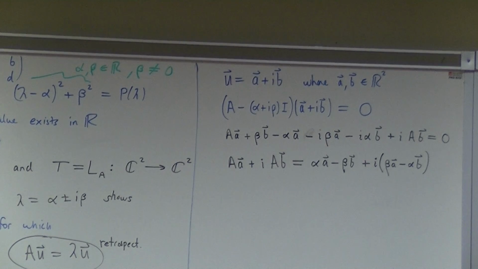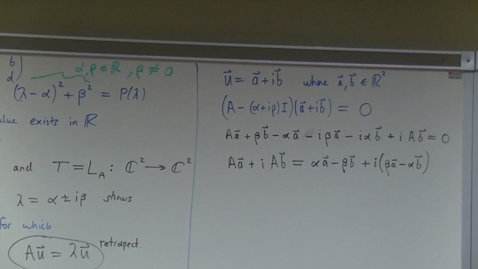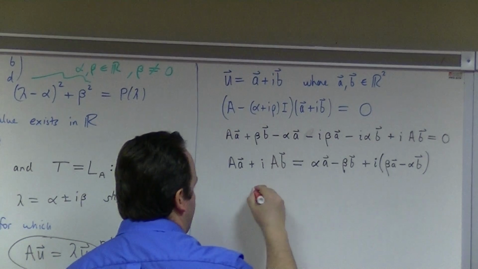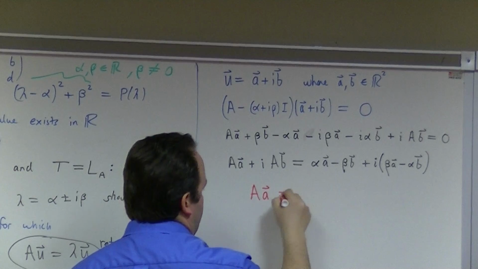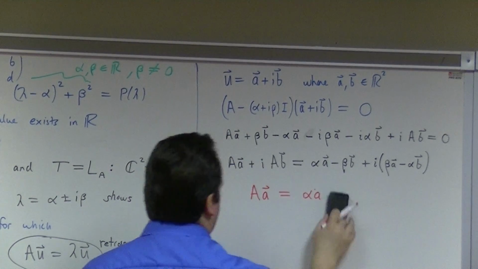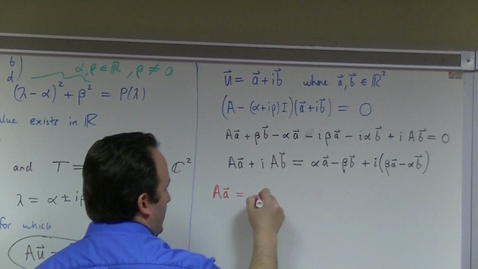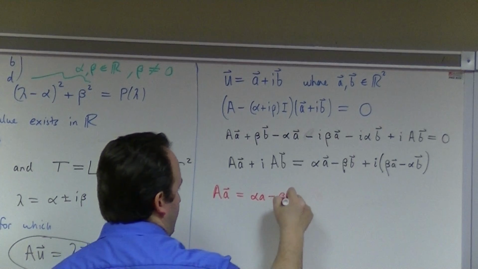So this is a complex equation. I've written it in terms of real objects though, right? So you can equate the real part of both sides and the imaginary part of both sides. You get two separate vector equations here, and they are really nice. The one equation I get is A times A is equal to alpha A minus beta B.